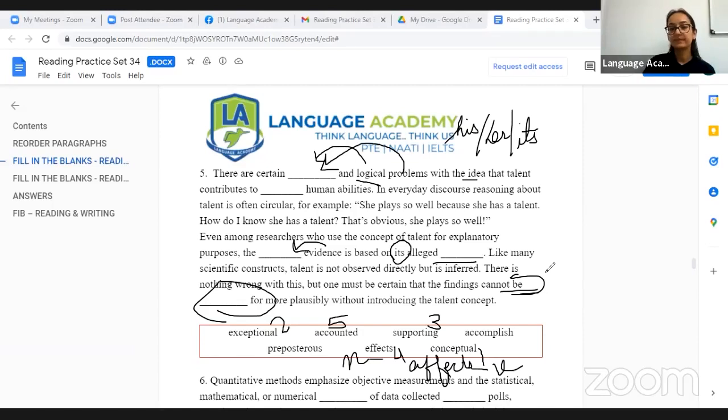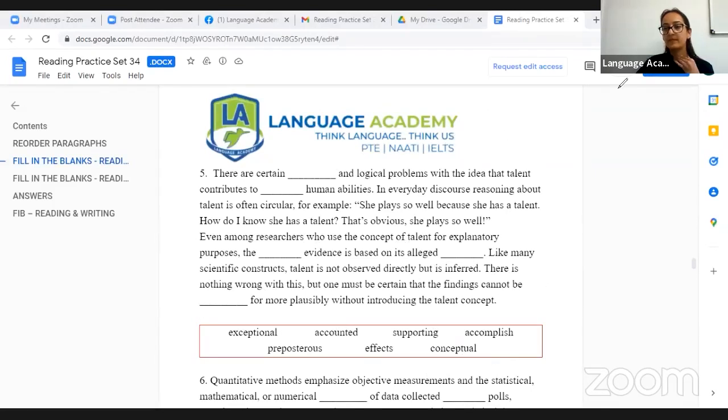Right? Anybody else? Any confusion in here? The one with E, E double E, this one is a noun. And if one starts with A, it is a verb. Affects is a verb, effects is a noun.